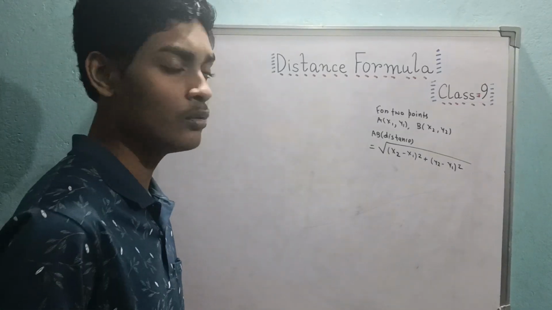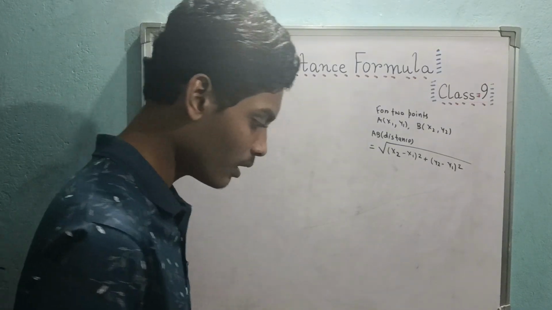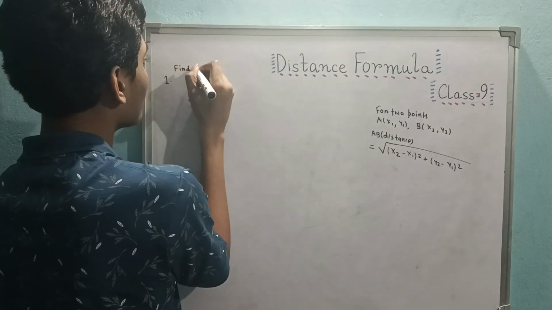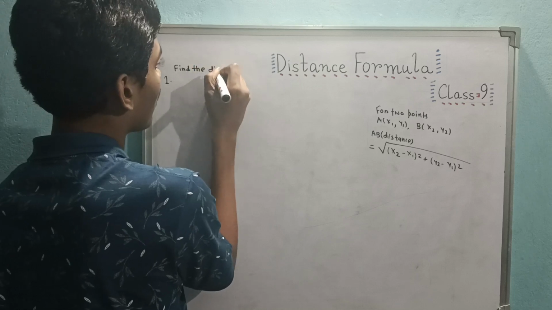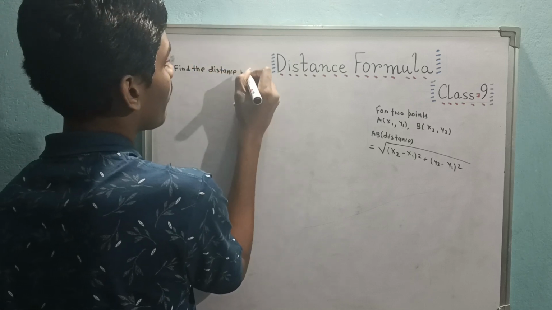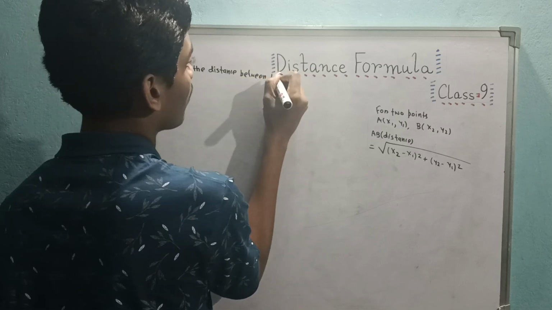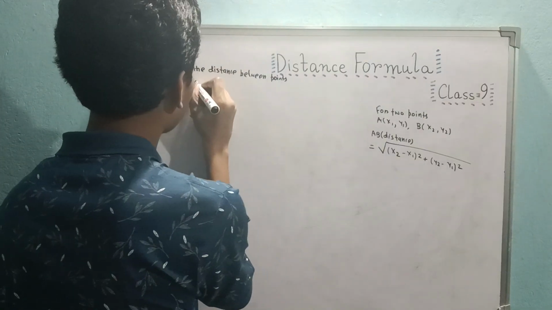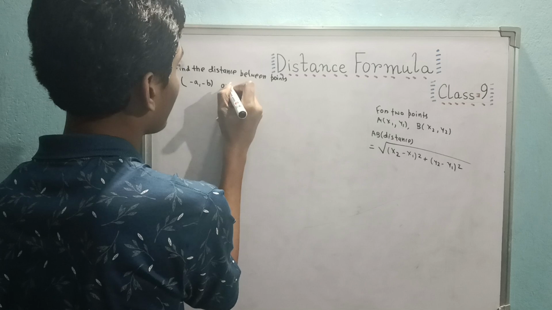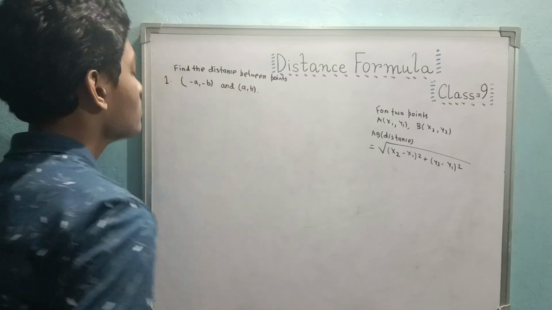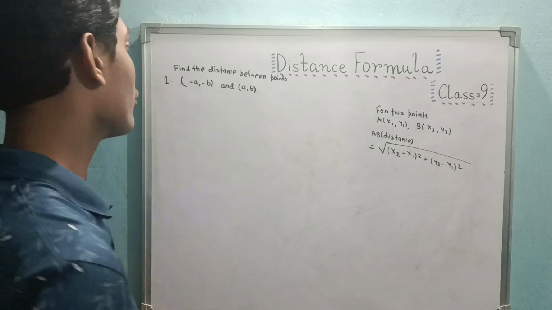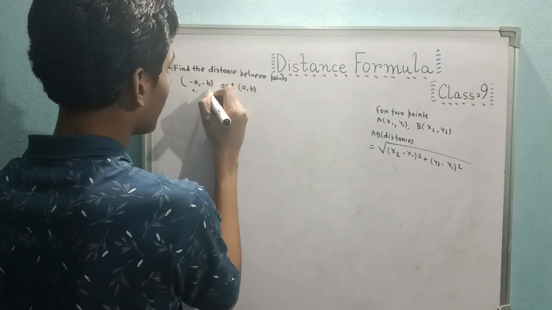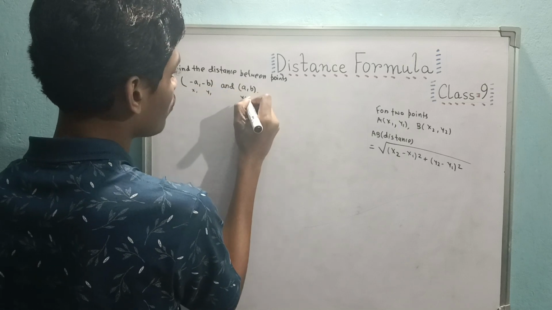Now we will be learning the various uses of this formula. So let's begin. First of all, we have an easy heading. Find the distance between points minus a comma minus b and a comma b. So we have been told to find the distance between minus a comma minus b and a comma b. So see, this minus a is x1, minus b is y1, a is x2, b is y2.